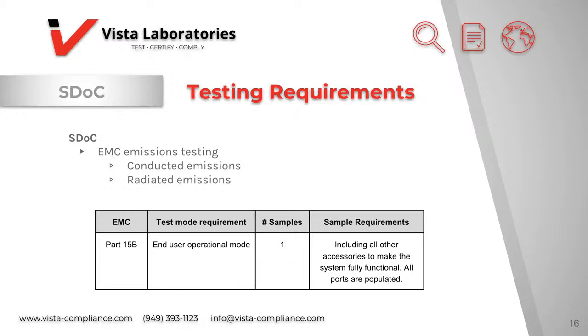Here's a look at the testing requirements for supplier declaration of conformity. EMC emissions testing will be performed. Immunity testing is not required in the U.S. At least one sample in end-user operation mode, including all necessary accessories, is required for Part 15B EMC testing. Conducted emissions is required if there is an AC power supply included or Ethernet ports. All ports must be populated during testing. Radiated emissions is required for all devices.